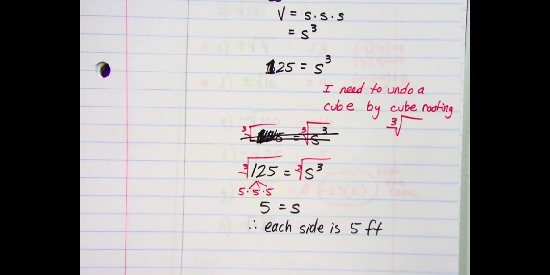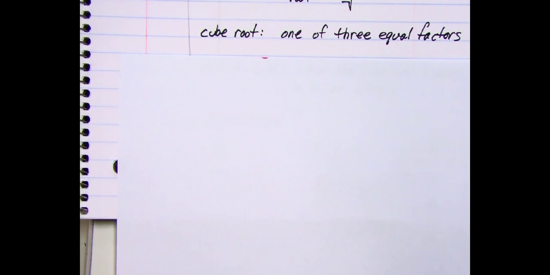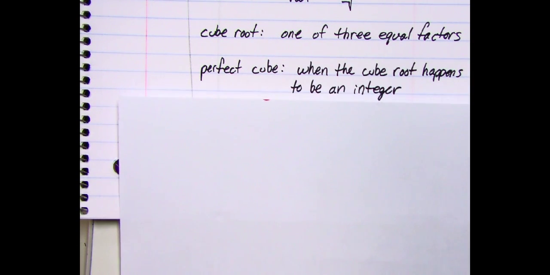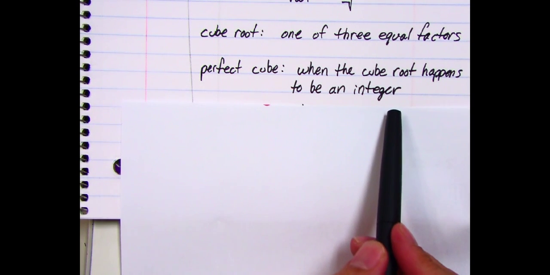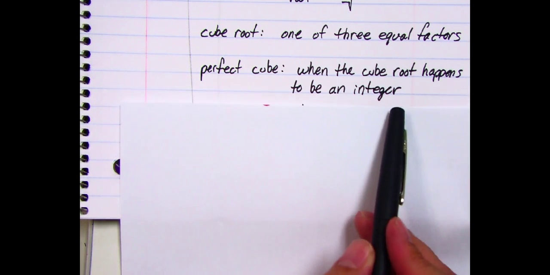Ugh, forget it. All right, so cube roots, they're one of 3 factors. That's what a cube root is. It's when you can break up what are the 3 things that multiply each other to give you that number. It's called a cube root. And then, of course, we have the perfect cubes. Why are they perfect? Because the cube root, whenever you figure that out, happens to be an integer.